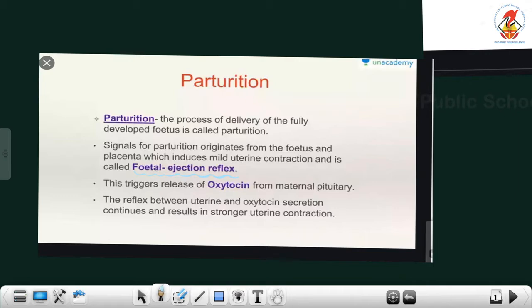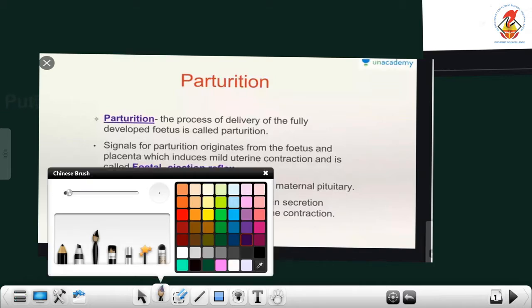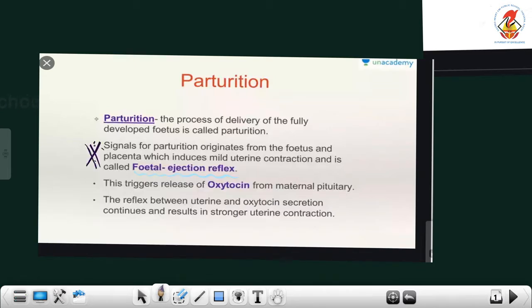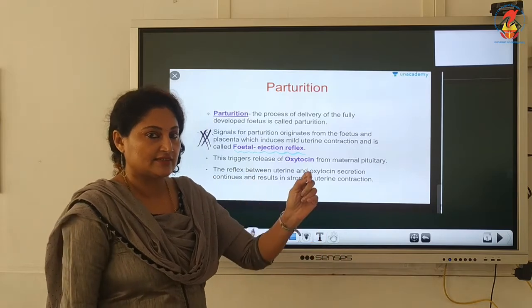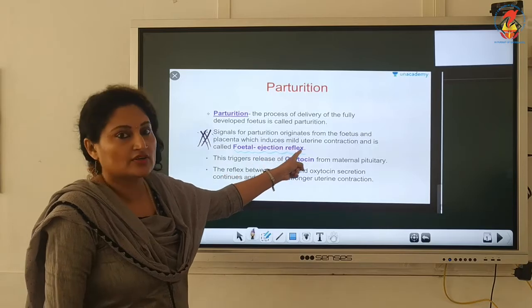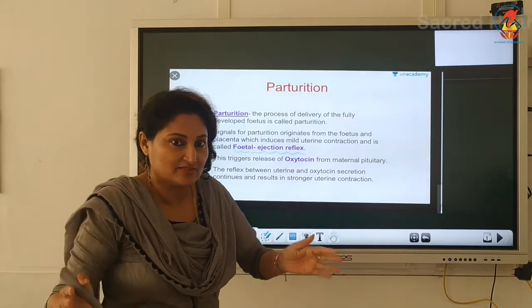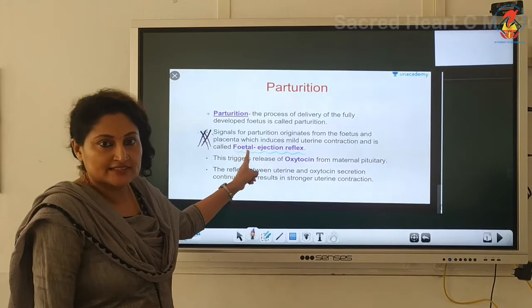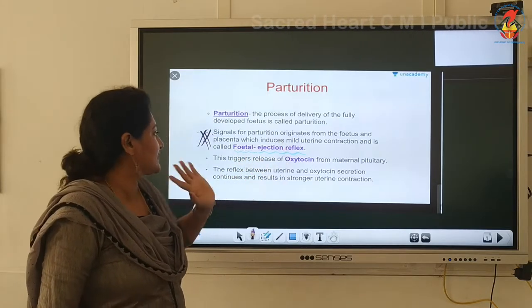Signals for parturition originate from the fetus and placenta, which induce mild uterine contractions, and this is called fetal ejection reflex. Remember, very important board question. What is fetal ejection reflex? That is the first signal. The fully formed fetus and the placenta give the first signal. What is the signal? They initiate or induce a mild contraction of the uterus. Mild, not wild, light contraction. This reflex is known as fetal ejection reflex.